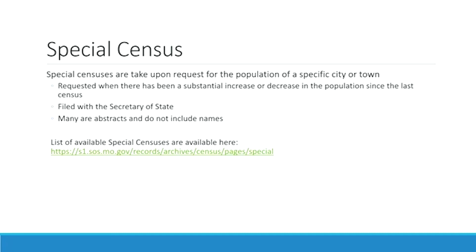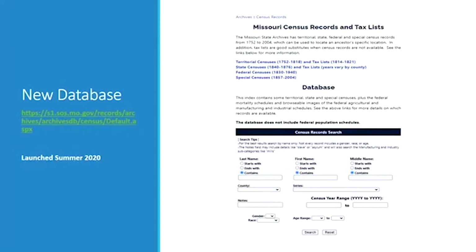Unfortunately, many are just abstracts and don't include names, but those that do include names have been indexed and are in our database. A list of all available special censuses, whether they have names or not, is available on our special censuses page. So now we're getting to the really fun part. Our new database, which went online in June of 2020, that we've been working on for so long.